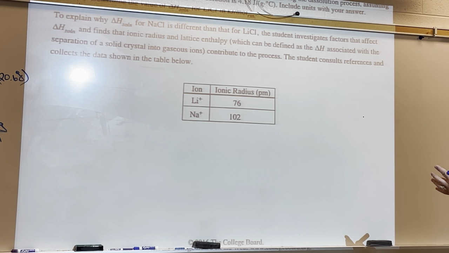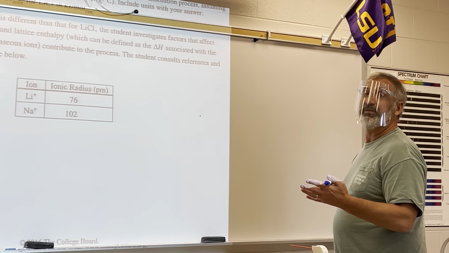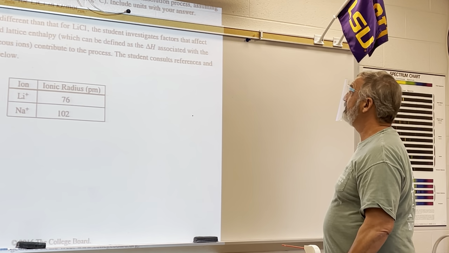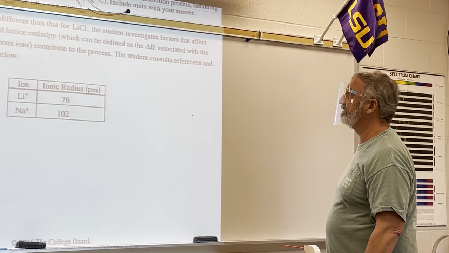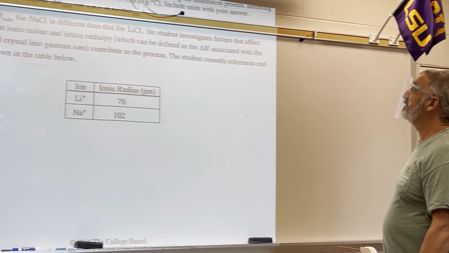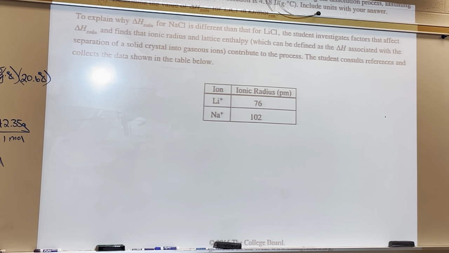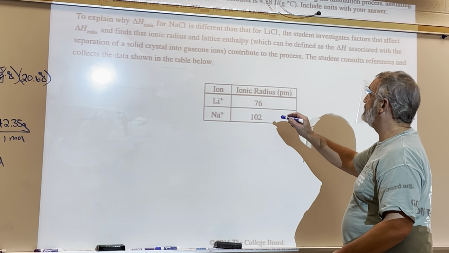Okay, to explain why delta H for NaCl is different than that of LiCl, the student investigates the factors that affect delta H of solution and finds the ionic radius and lattice enthalpy, Coulomb's law, can be defined as the delta H associated with the separation of a solid crystal into gaseous ions. The student consults references. So we have 76 and 102.